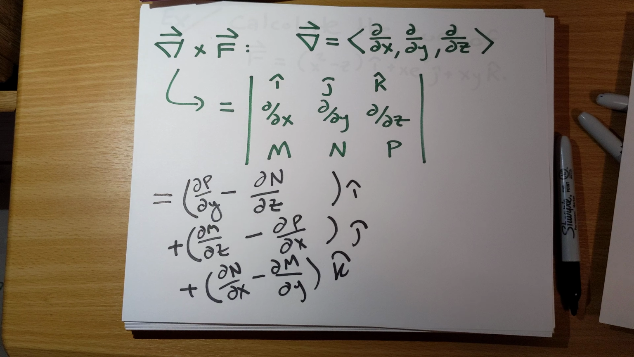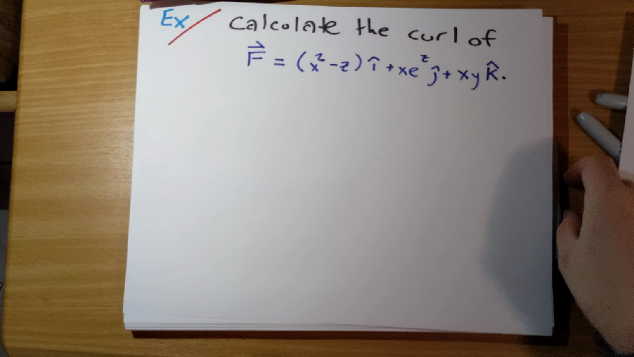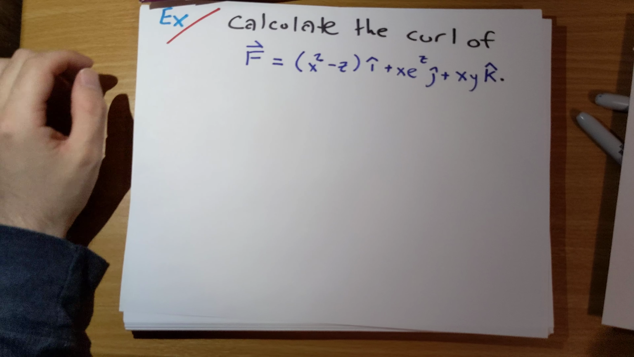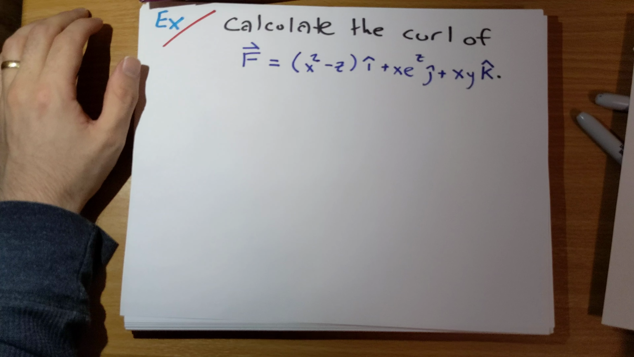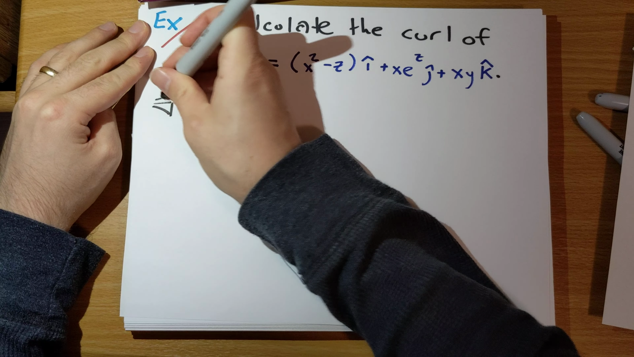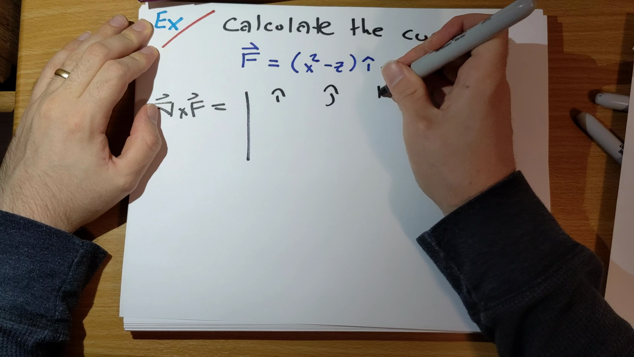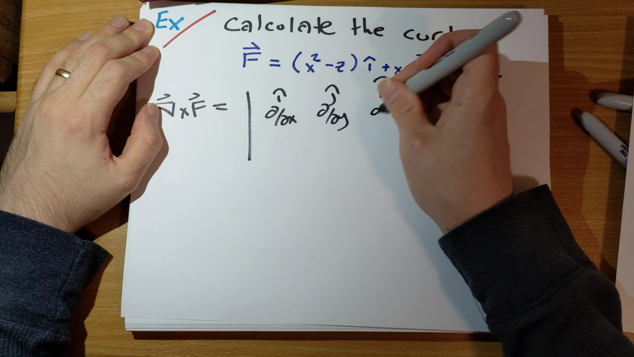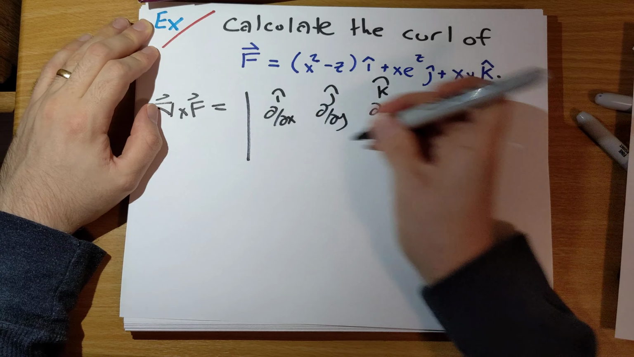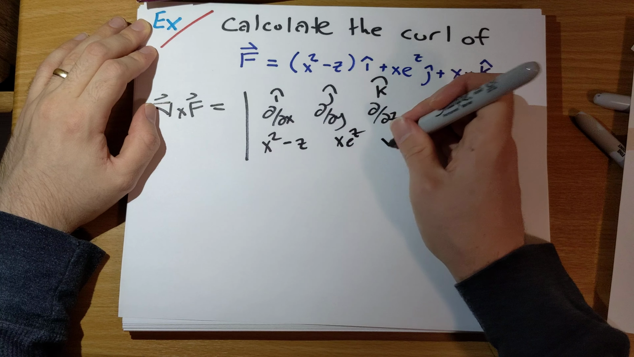So as an example of this, let's calculate the curl of this vector field right here. F is x squared minus z times i hat plus x e to the z j hat plus xy k hat. So the curl of F is going to equal the determinant with i hat, j hat, k hat; partial derivative with respect to x, y, and z; and then x squared minus z, x e to the z, xy.